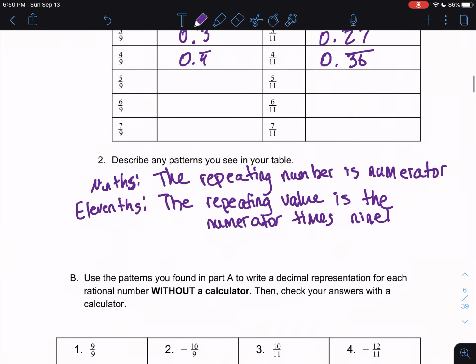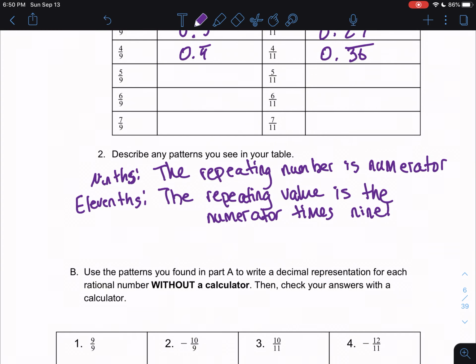And something I want to note, because that's all you've seen so far, but this only works if we have a proper fraction. So I'm just going to write a star and say must be a proper fraction.